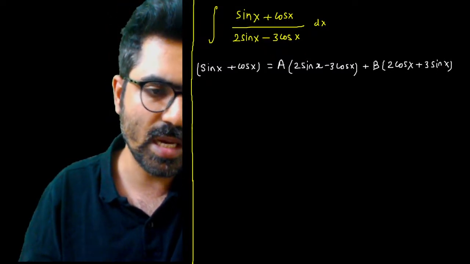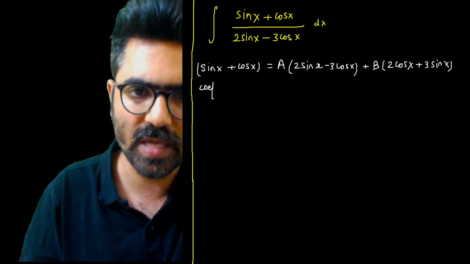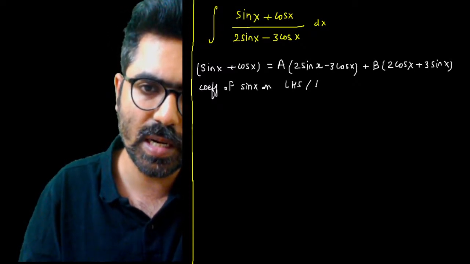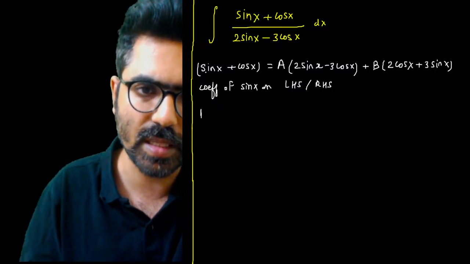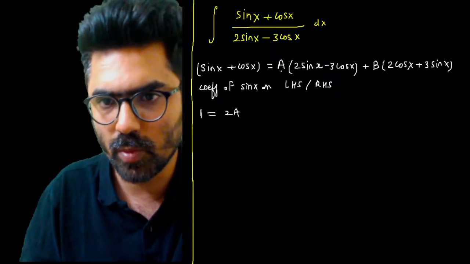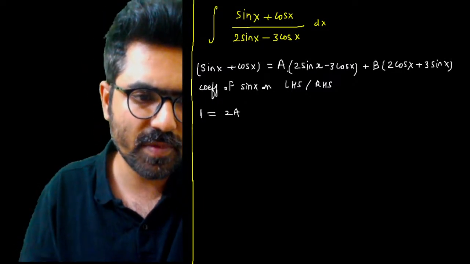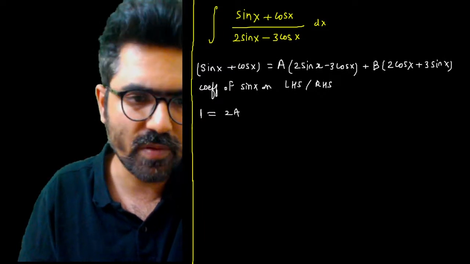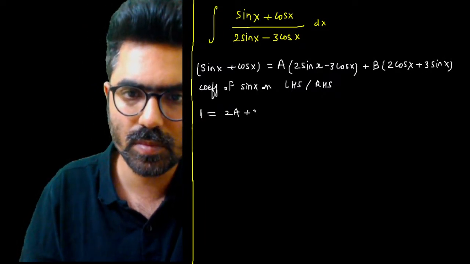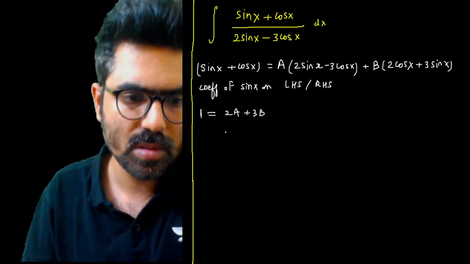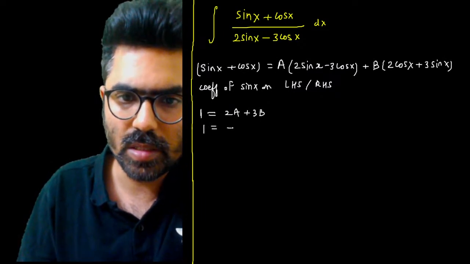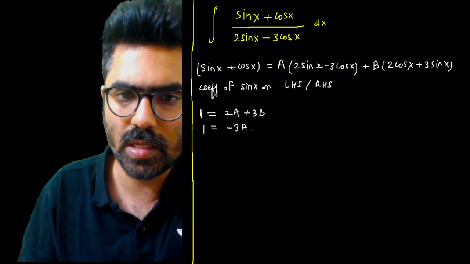Now let's analyze the coefficient of sin x on both sides, left hand side and right hand side. On the left we have only one sin x, like 1 times sin x. Here we have 2a sin x when you multiply a inside the bracket. In the right bracket we have 3b sin x. Now, how many cos x do we have on the left hand side? 1 cos x. In this bracket we have minus 3a cos x, and here we have 2b cos x.